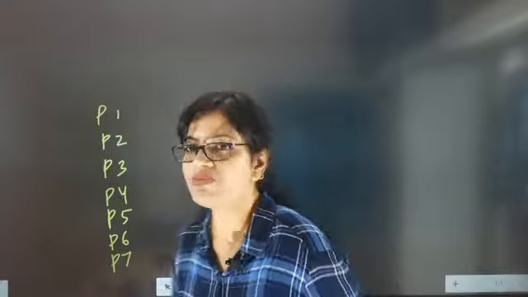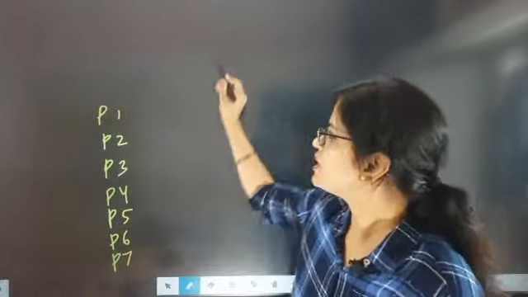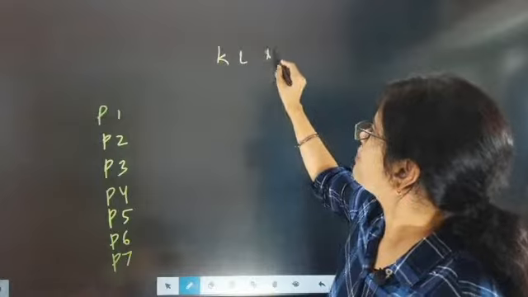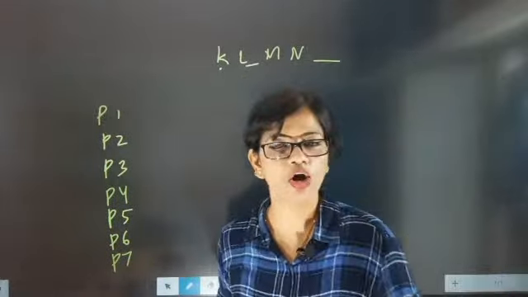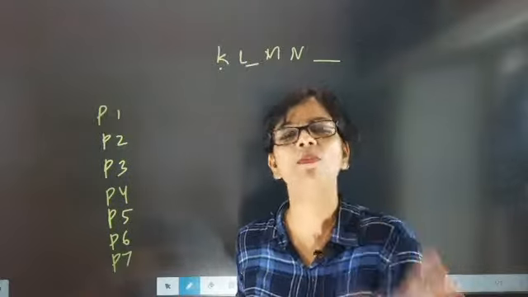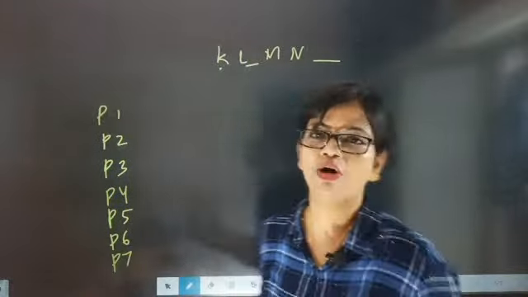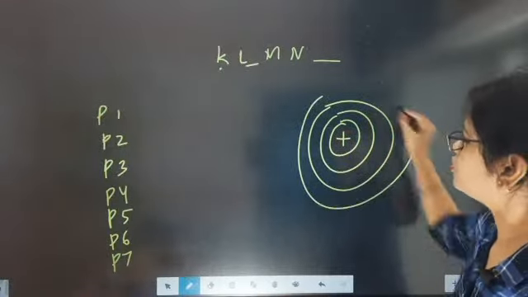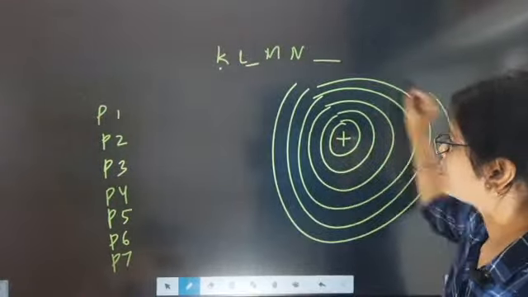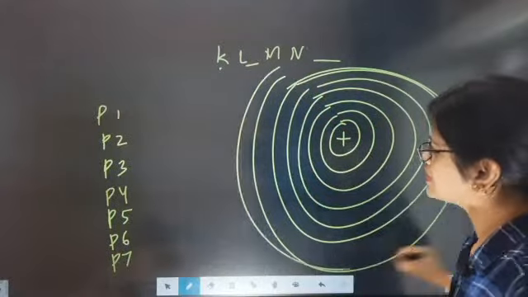So a total of 7 periods will be there. Now K, L, M, N, they are exactly orbits. How many orbits? Maximum how many orbits can we draw till now? So a maximum of 7 orbits: 1, 2, 3, 4, 5, 6, 7.